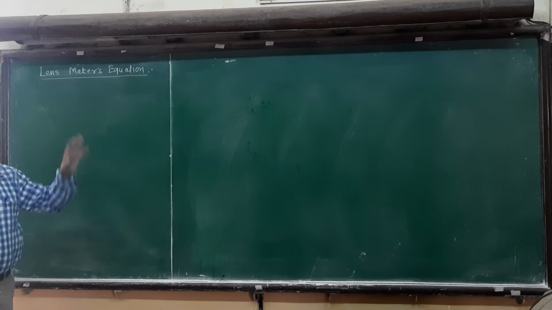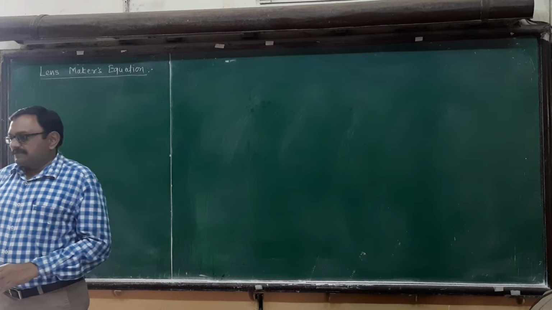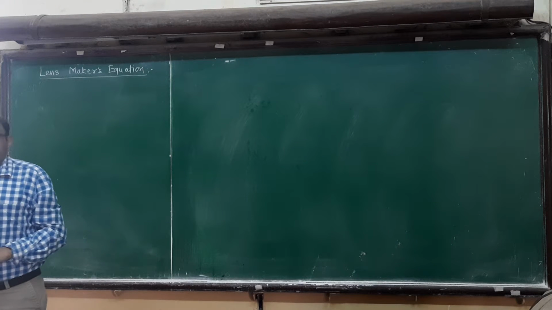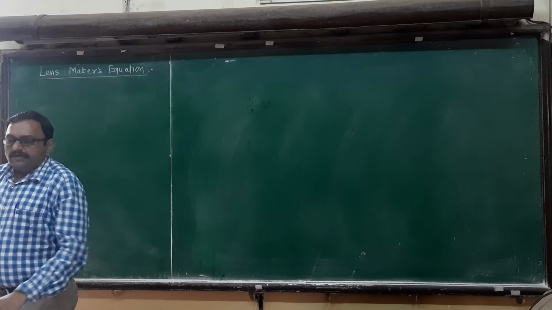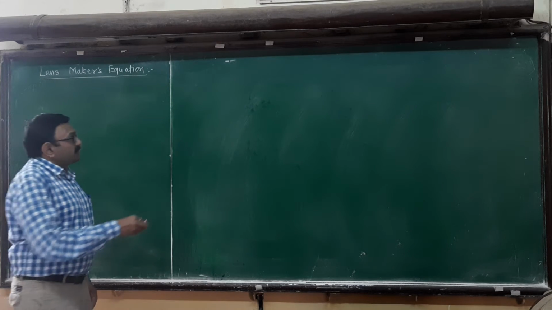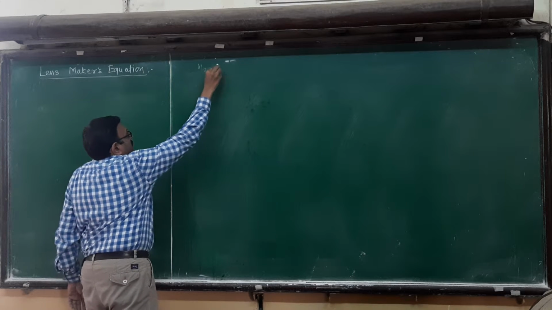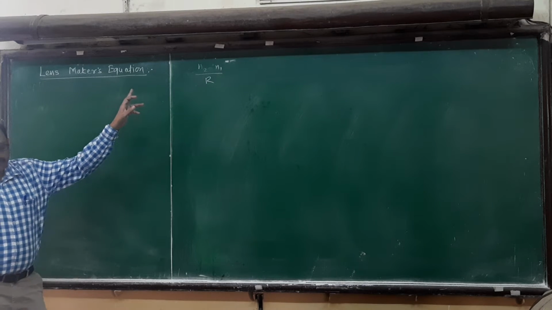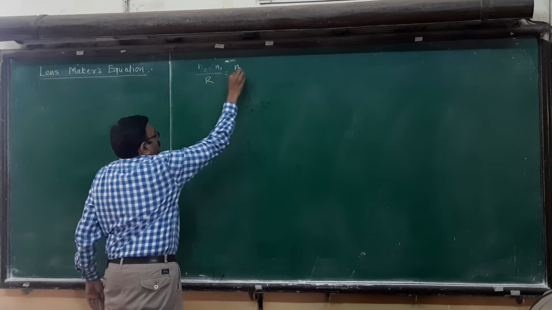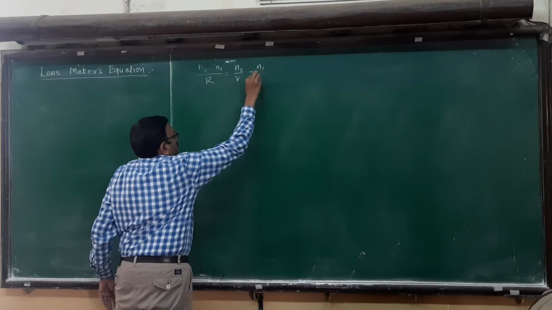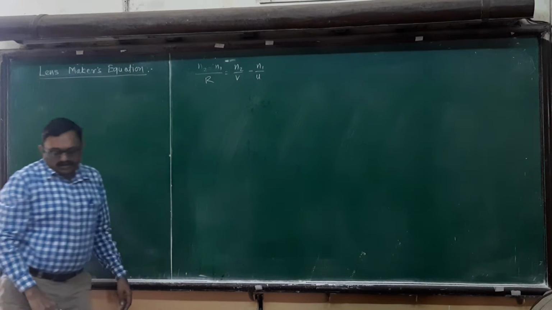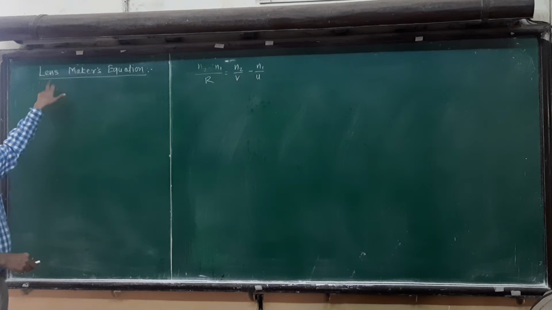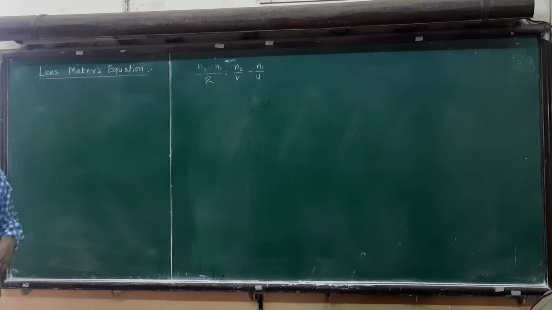Today from the chapter optics we discuss the next point, which is the Lens-Maker equation. In a previous topic we discussed the refraction due to a single curved surface. There we determined the formula (n2 minus n1) upon R equals n2 upon v minus n1 upon u. This equation we derived in a previous topic. Now from this equation we derive the next point, that will be the Lens-Maker equation.